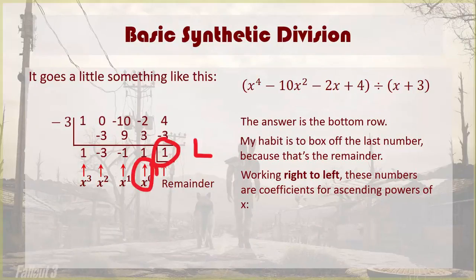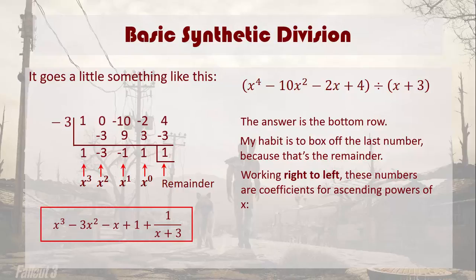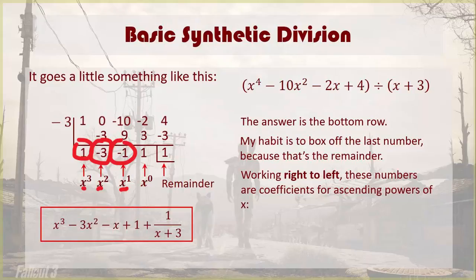x to the 0 is 1. So basically this number next to the remainder is just a number. There's no x on it. And then multiply the rest of those by powers of x. And what you get looks like this: 1x to the third minus 3x squared minus 1x plus 1, plus 1 over the divisor, the thing that we divided by right there.